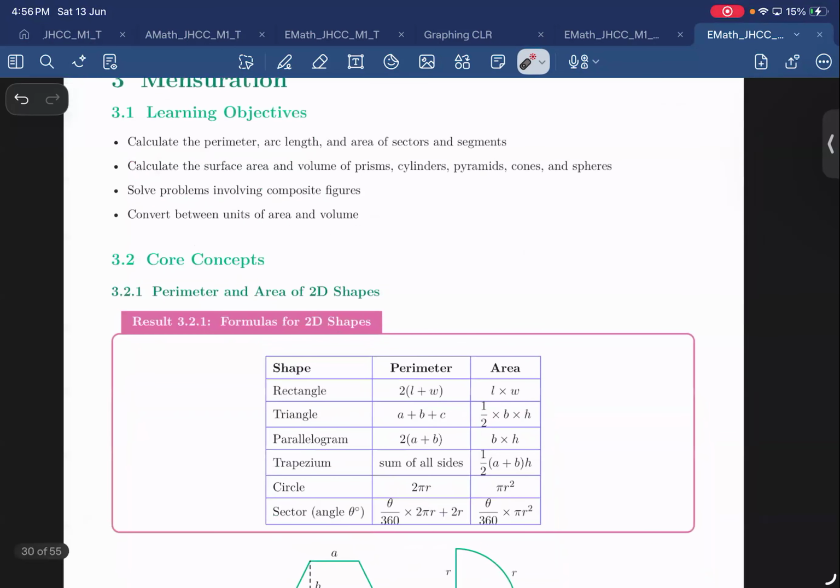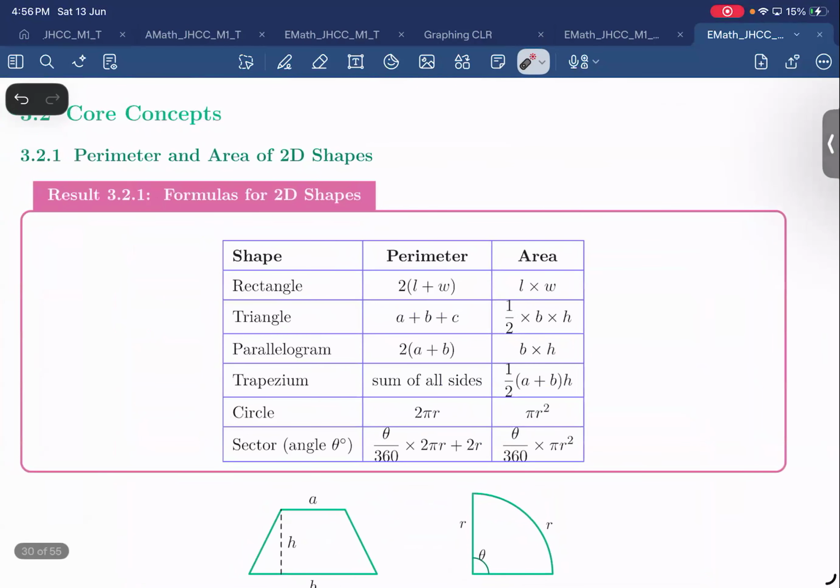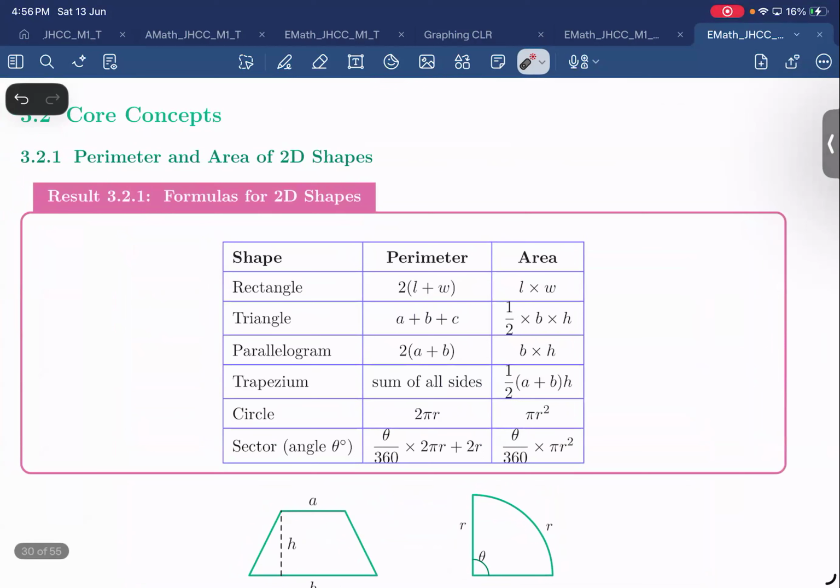So there are some common 2D shapes that you should all be aware of how to calculate the area. Like rectangle, triangle, a right triangle, parallelogram, all this also. Trapezium you would know too, but it's not super common. Half A plus B times height: half the upper length plus the lower length, times the height. Circle, the perimeter and area.